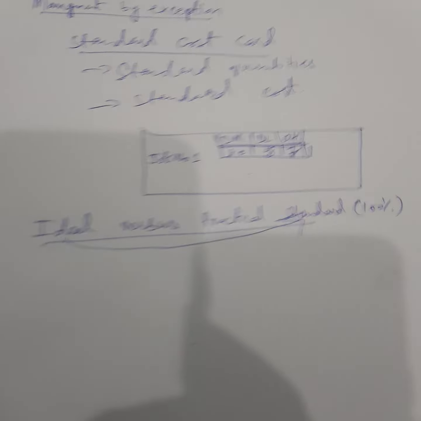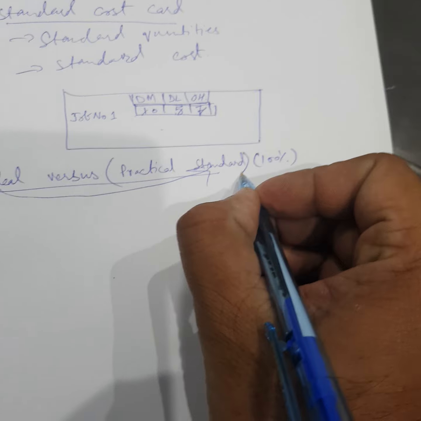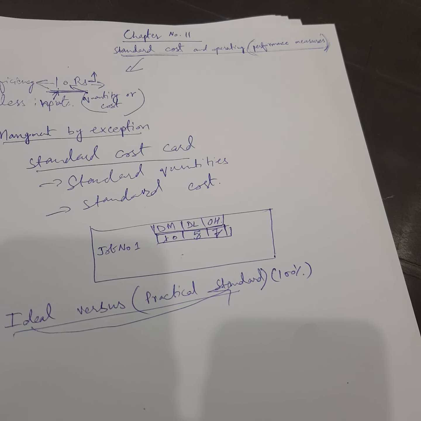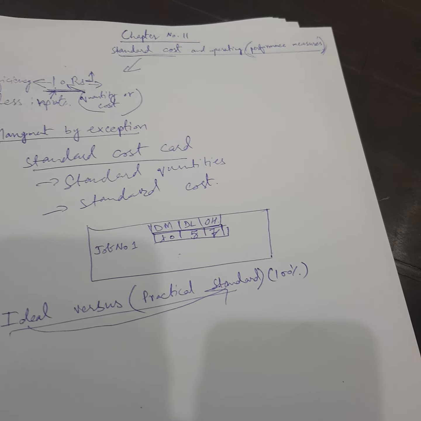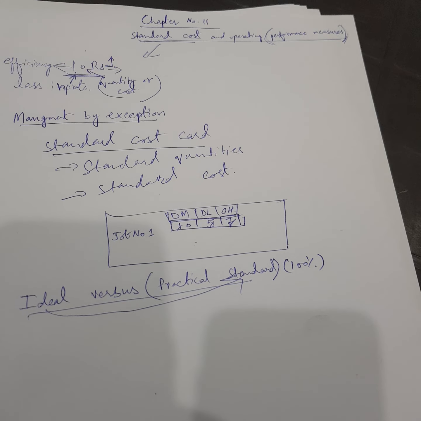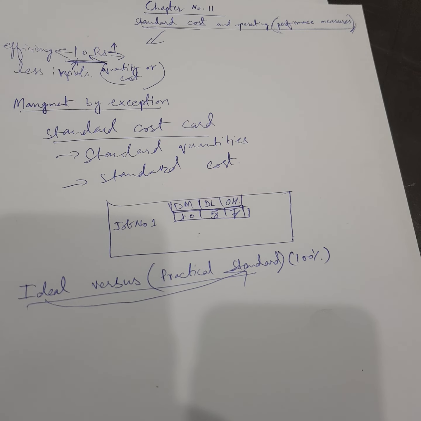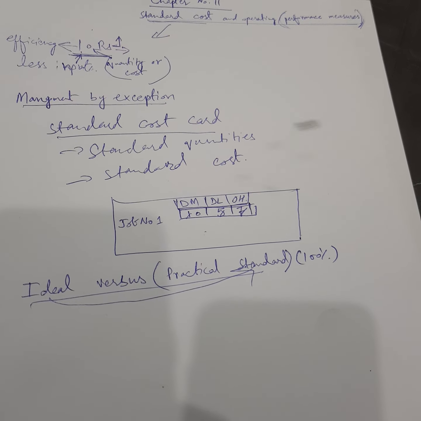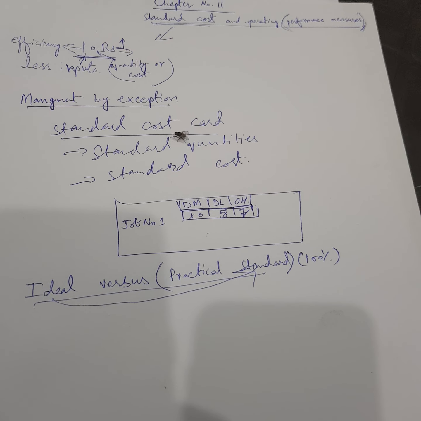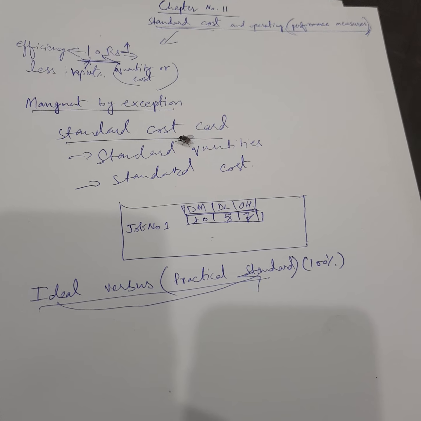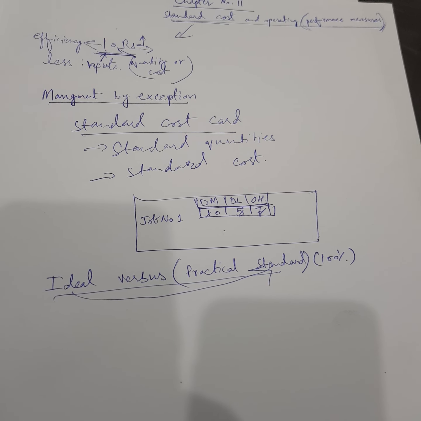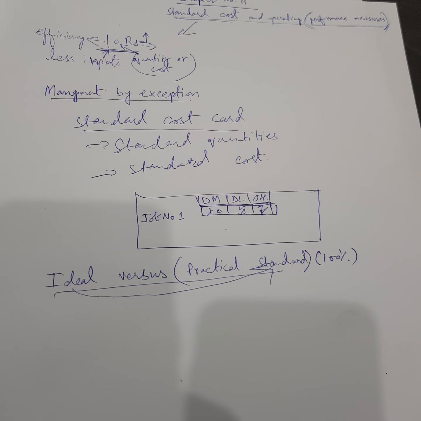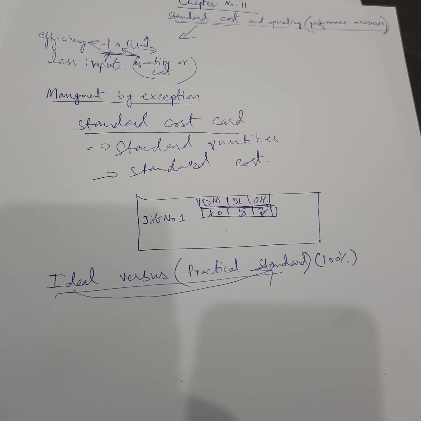But when we talk about practical standard, the standards are tight but attainable. They allow for normal machine downtime and employee rest periods, and they can be attained through reasonable efforts by the average workers. Variances from practical standards typically need the attention of management because they represent deviations that fall outside of normal operating conditions.